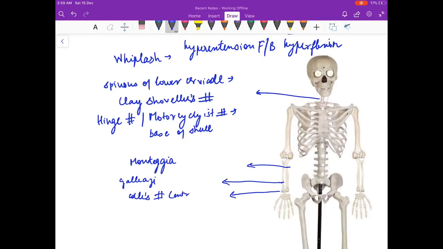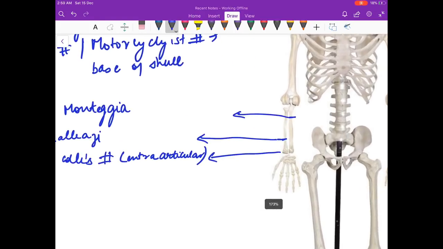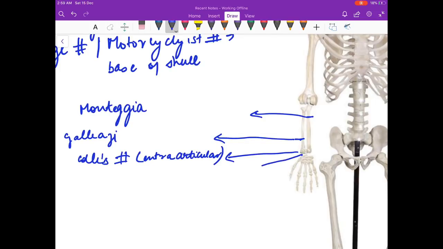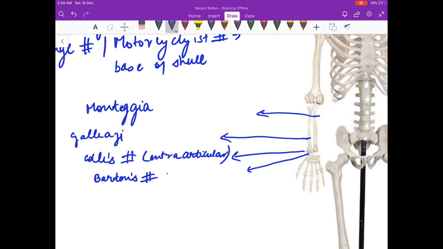It is extra-articular. What is intra-articular fracture of radius? Intra-articular fracture of radius is Barton's fracture. Intra-articular fracture of distal end of radius is Barton's fracture.